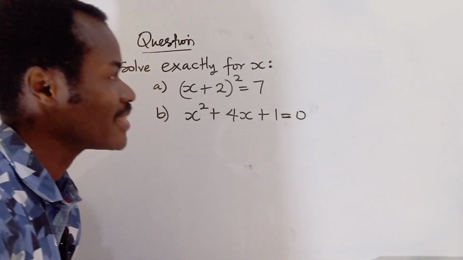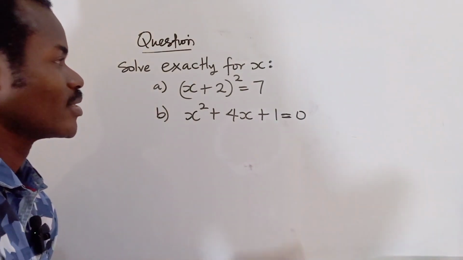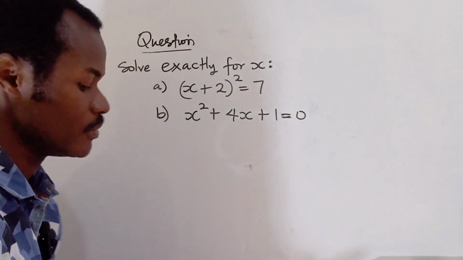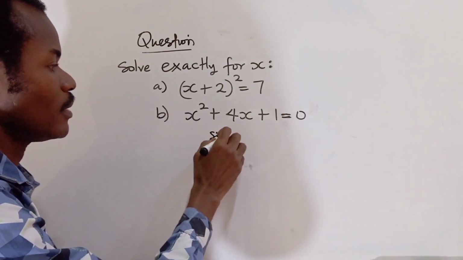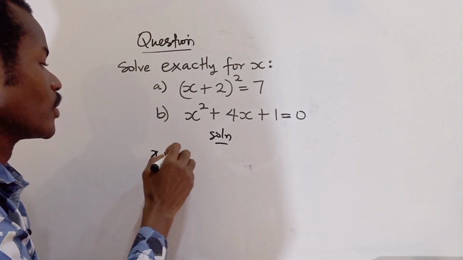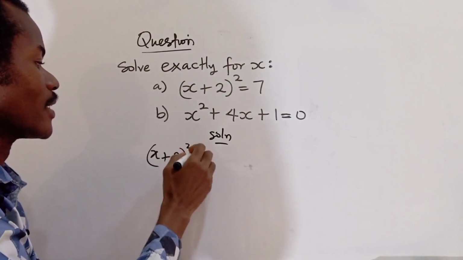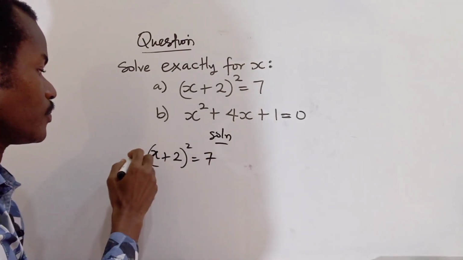Okay, so let's get right into today's problem. It says solve exactly for x. For our first problem we have (x + 2) all in brackets squared equals 7.